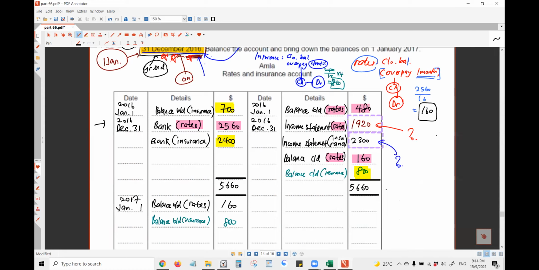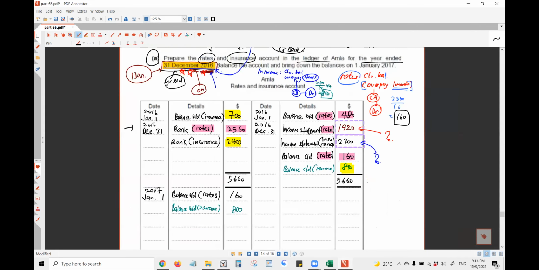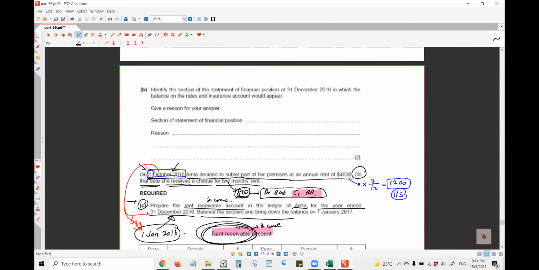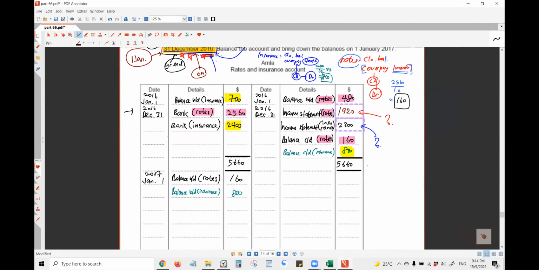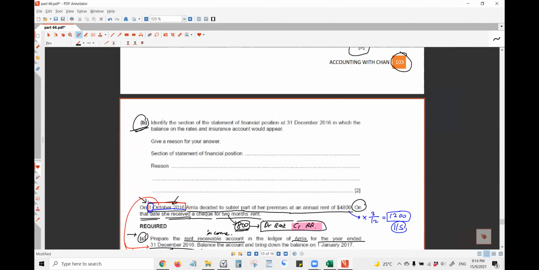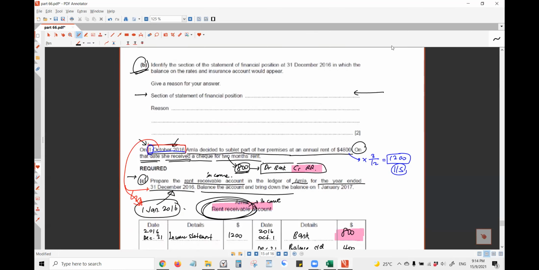Now you should have finished. If you have a problem, let me know. Now we continue. Next page, we do the next question. You read this on your own. This is connected to what you did just now, connected to the part A. So you tell me what is your answer here? Section of SOFP. The exact same question as you did earlier. So what section? You tell me in the box there, what section?